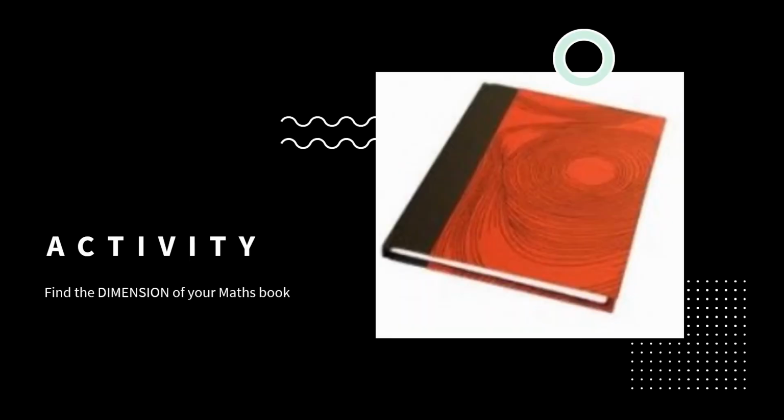Let us try what we learned with an activity. You will find the dimension of your maths book. What is the dimension? Dimension means length, width, and height. Can you try measuring the length, width, and height of your maths book with your ruler? Everyone should get the same readings of the length, width, and height.